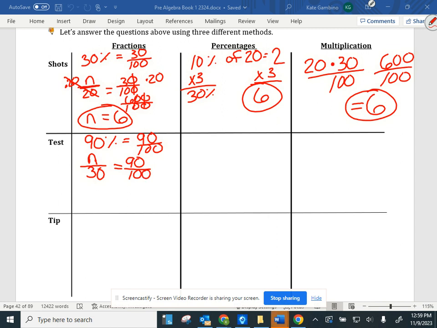So just like up here, we want to do that opposite operation to get n by itself. If we're dividing by 30, we want to multiply by 30. So our 30s cancel out. 90 times 30, 2,700, divided by 100. How many questions did she get right? 27. There's different ways to simplify. No matter which way you simplify it, you get 27 questions correct.